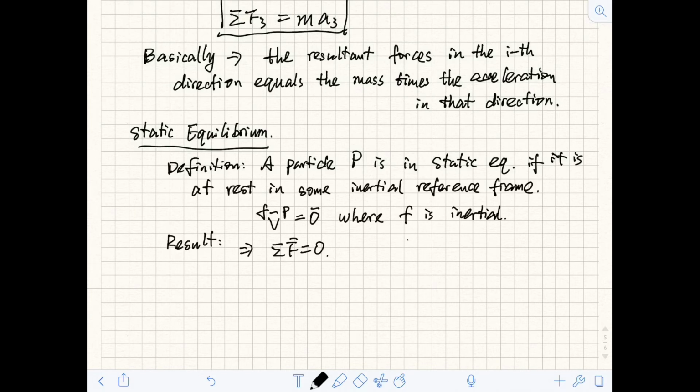We can quickly see that if we take the derivative of the velocity of P in the F frame with respect to the F frame, we get 0. And this is the acceleration of the point in the F frame. And we have defined F as the inertial reference frame. So if we use Newton's second law, F equal to ma, and a is the inertial acceleration, which is 0 in this case, then we have the sum of all the forces equal to 0.